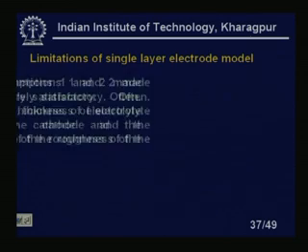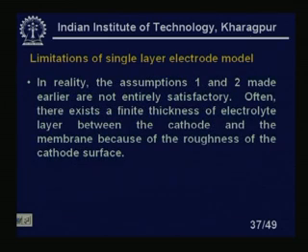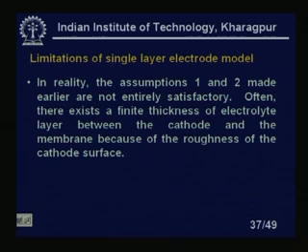Limitations of single layer electrode model. In reality, the assumptions 1 and 2 made earlier are not entirely satisfactory. We made some assumptions at the very beginning to build the theory. Often there exists a finite thickness of electrolyte layer between the cathode and the membrane. We have assumed there is no electrolyte layer in between, but there is a finite layer of electrolyte.